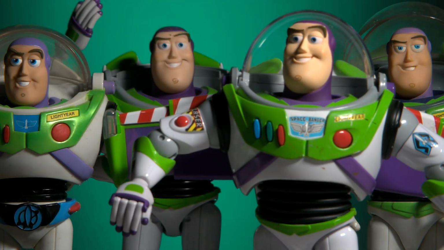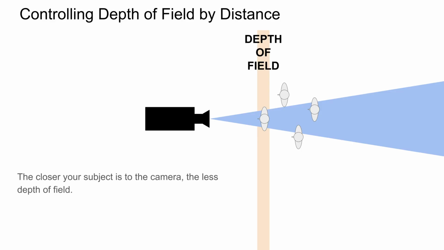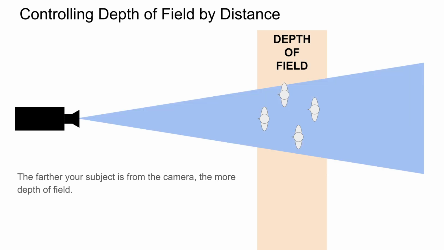Now notice, now that I'm set up, all 4 Buzz Lightyears are in focus. I haven't changed the zoom. All I've done is I physically moved the camera farther away, and then of course I had to focus again. But this was done simply by changing the distance. So the closer your camera is to your subject, the less depth of field you will have. The farther your camera is from your subject, the more depth of field you will have.